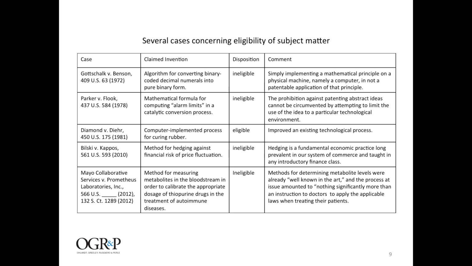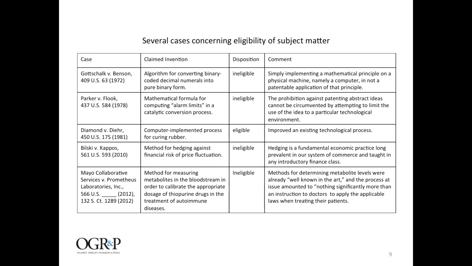Simply implementing a mathematical principle on a physical machine, namely a computer, is not a patentable application of that principle. So I have a typographical error there. So again, taking your mathematical algorithm, as clever as it may be, as important and useful as it may be, merely putting that algorithm onto a computer does not make it patent eligible. It is deemed to be an abstract idea that just happens to be executed on a computer.